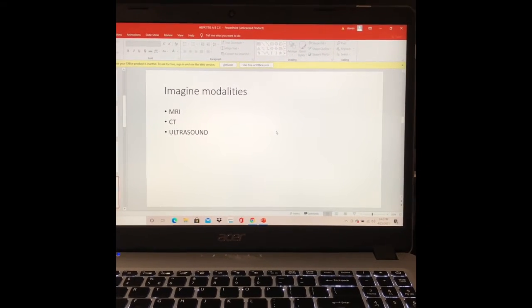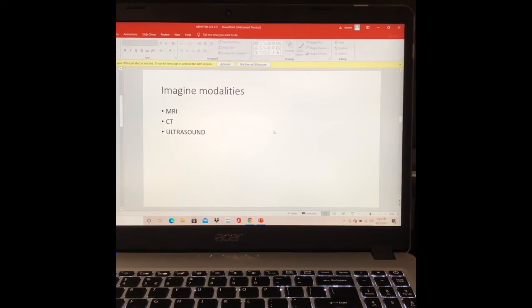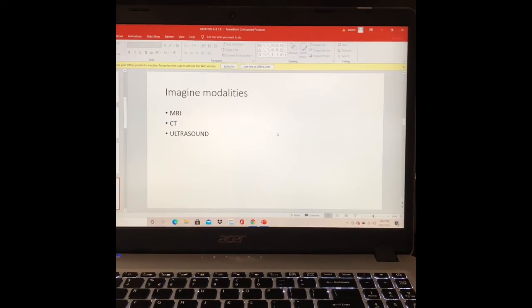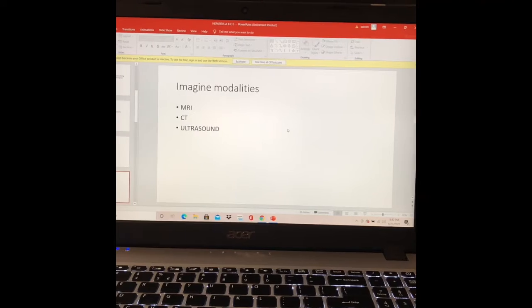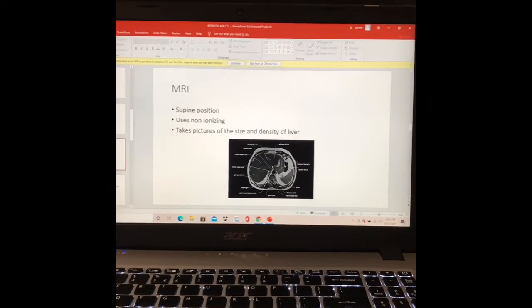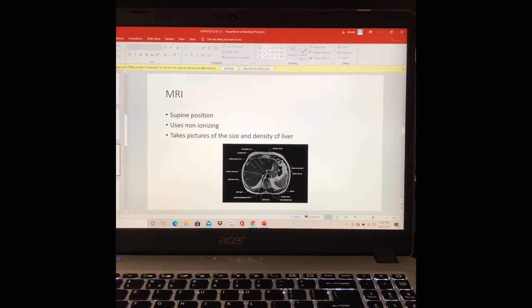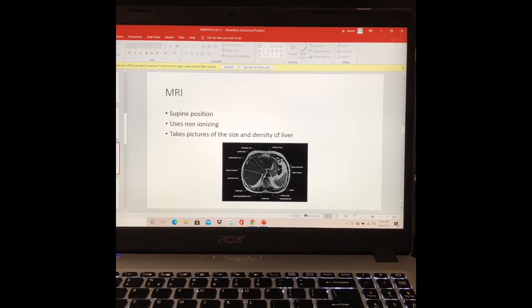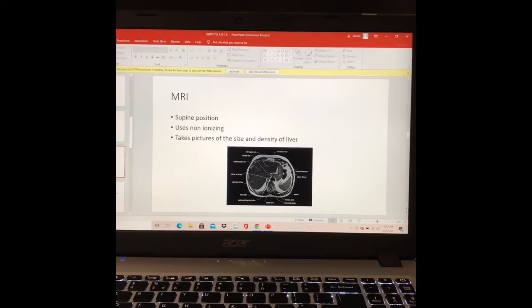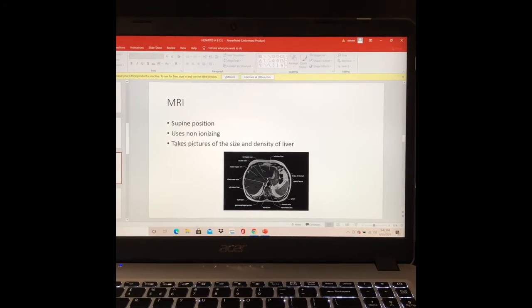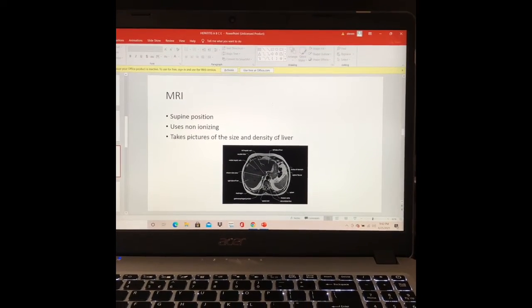So the imaging modalities that we use for patients with hepatitis are MRI, CT, and ultrasound. For MRI, the patient will be in supine position. MRI uses non-ionizing radiation and takes pictures of the size and density of the liver.